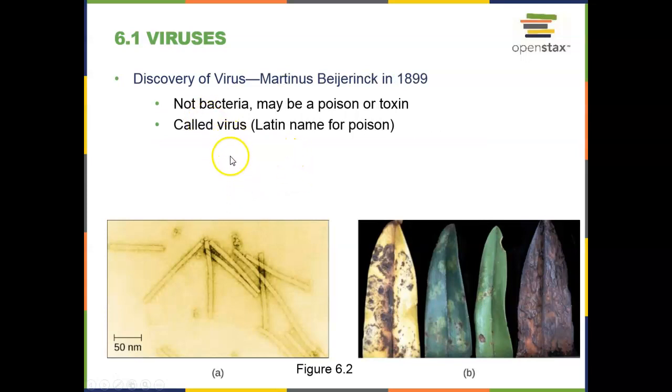But one of his colleagues, Martinus Beijerinck, in 1899, noted that it was not bacteria at all. He stated maybe it's a poison or a toxin, and he coined the term virus. He called the substance a virus, Latin for the term poison. So that's where the term virus that we use today came from, because they said, well, it must be a poison of some sort. Well, we'll call it a virus.